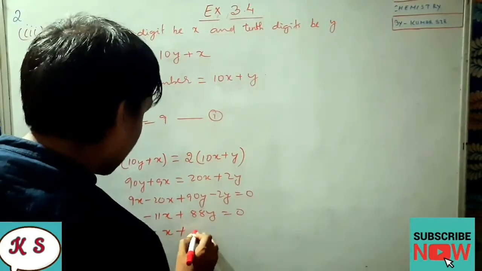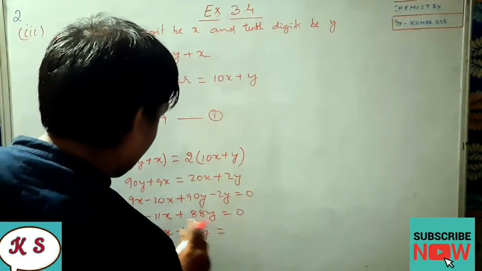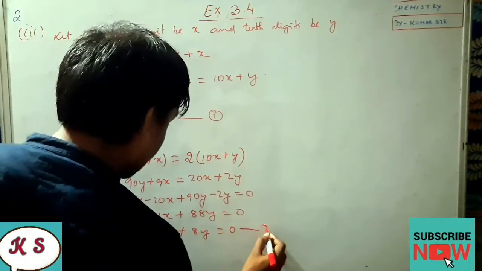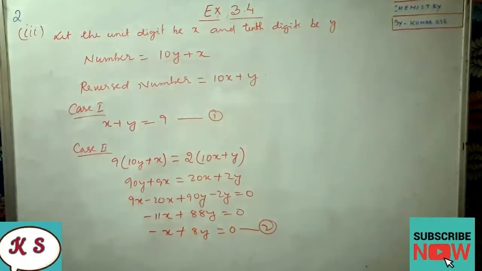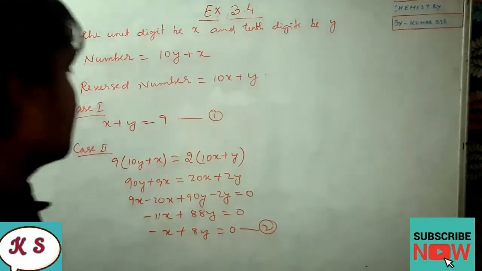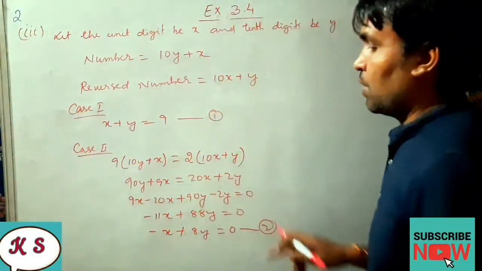Minus x plus 8y equal to 11, 8y equal to 0. Equation number 2. Fine. So now, simple. What we are going to do? Adding equations 1 and 2.